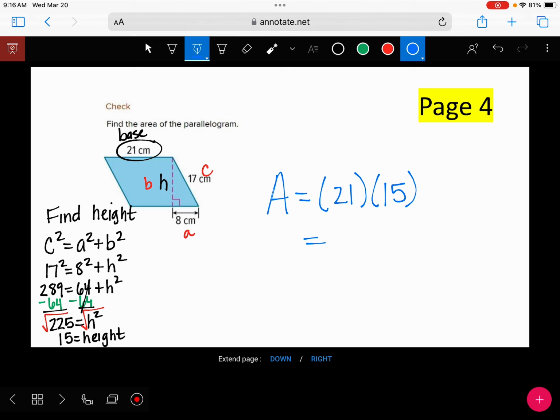So 21 times 15. Did you get 315? Who got 315? Okay. And again, it's centimeters squared. We got to put our units on. Area is always squared. So you have to find the height in order to find the area. So that's our first quadrilateral.